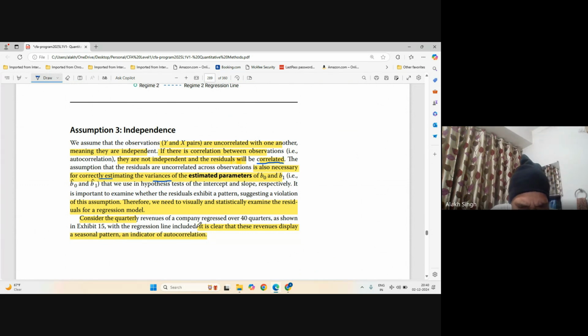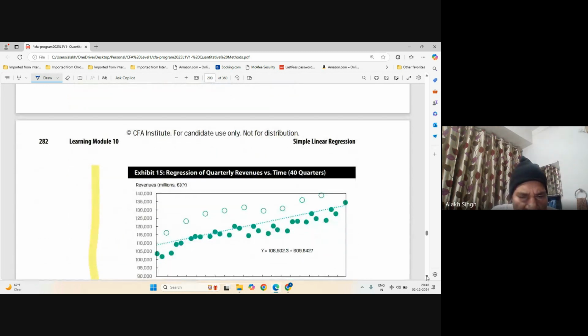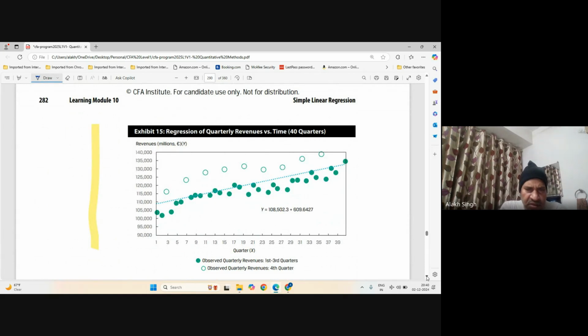So this is the case of 40 quarters. We have big data in Exhibit 15. So let's go to Exhibit 15. And what does it tell? Here, the regression of quarterly revenue for 40 quarters. We have observed quarterly revenue between the first and third quarter.